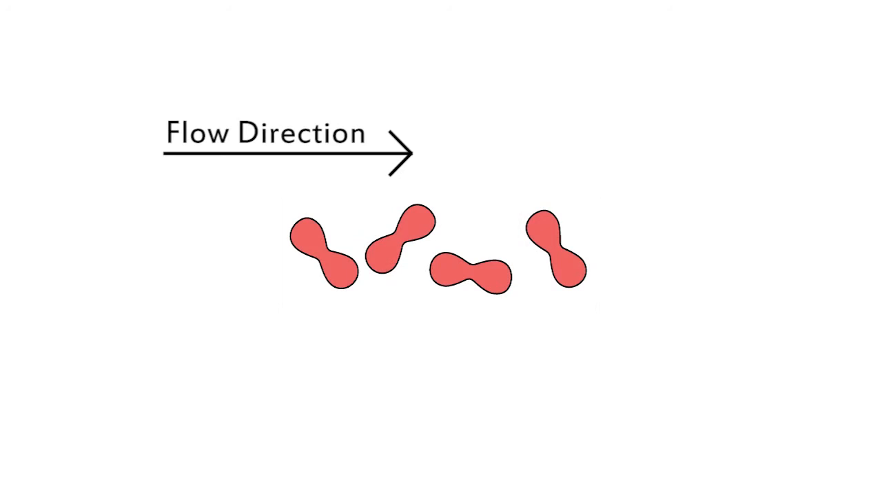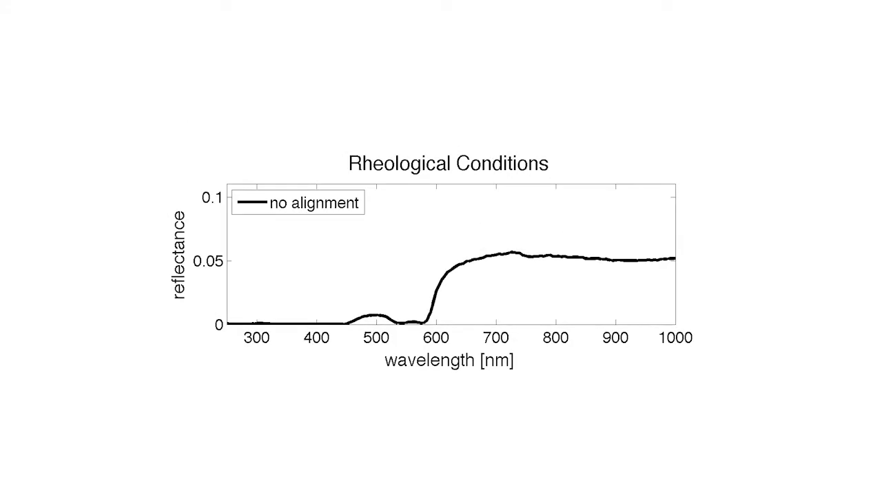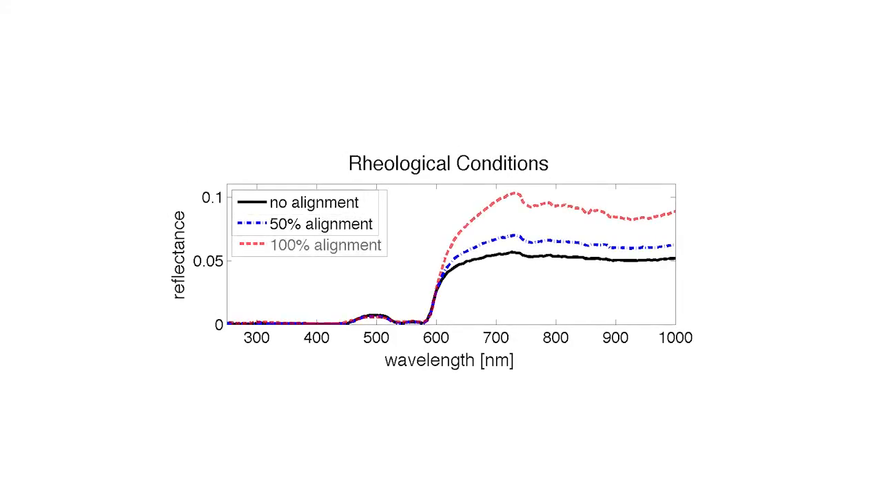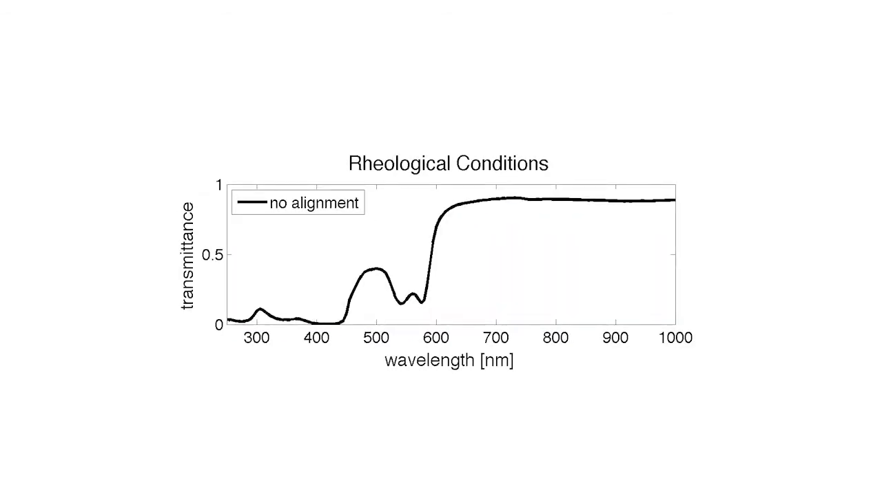Motion also affects how light is reflected and transmitted by blood. As the shear rate increases, the cells start to align with the flow direction. This change of orientation increases light reflection and reduces light transmission.